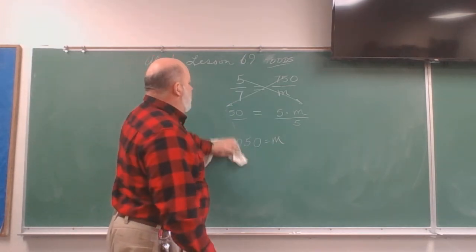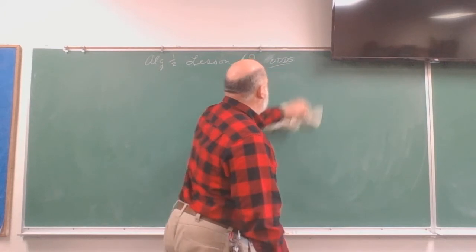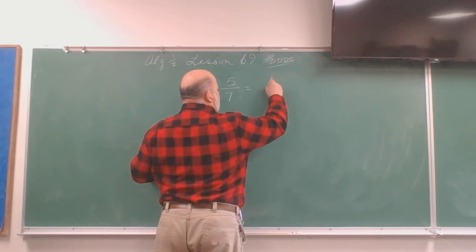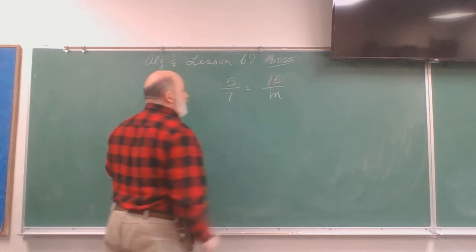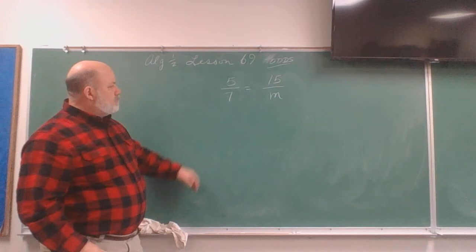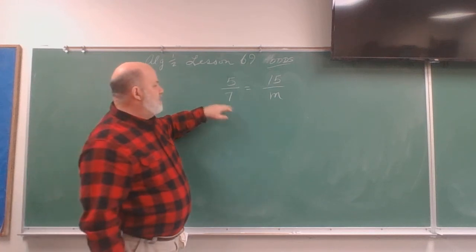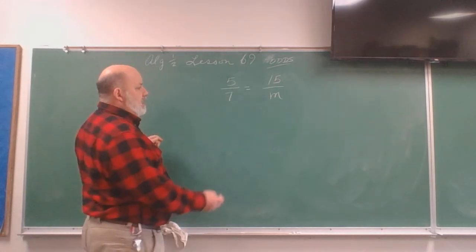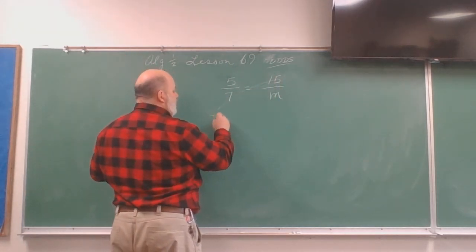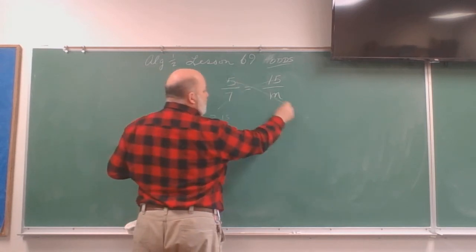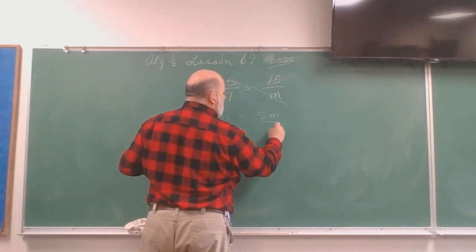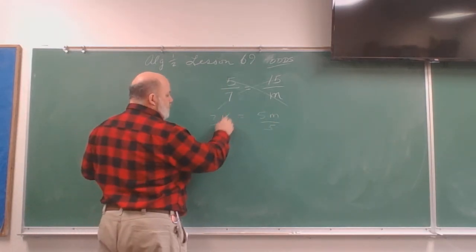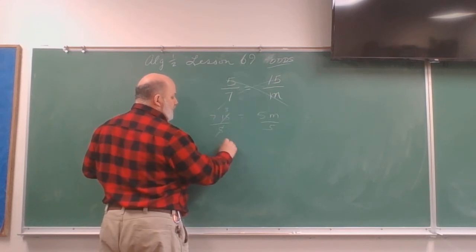Let's do another one. This exact same example, let's say it had been 15. And I say, okay, the ratio of parrots to macaws was 5 to 7. How many macaws were there when there were 15 parrots? I'll again do the cross multiplication. 7 times 15, do not multiply it out, equals 5m. Divide both sides by 5. How many times does 5 go into 15? Well, it goes in there 3 times. 7 times 3 is 21.